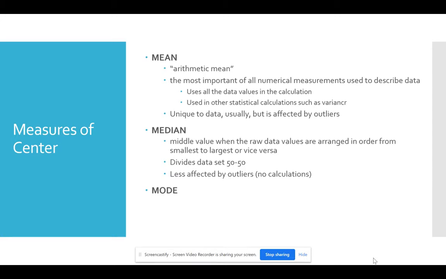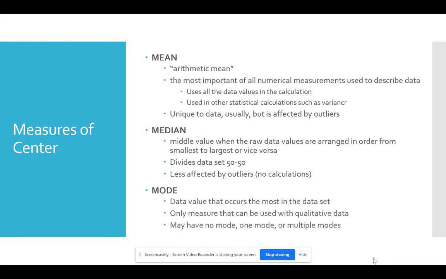Then we have the mode. That is the third measure of center. The mode is the data value that occurs the most within a data set. The mode is the only measure that can be used with qualitative data because we can talk about which category occurred the most, which one was most popular, which one was most common.